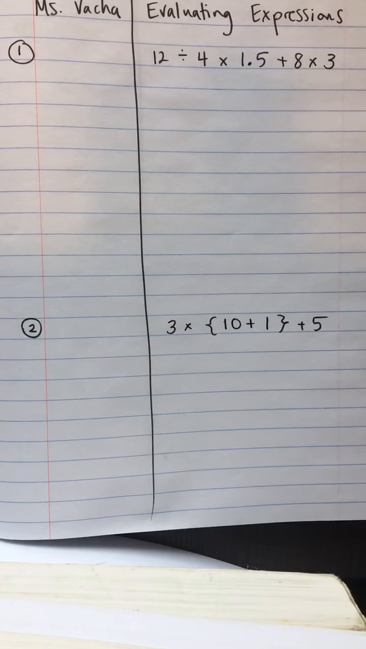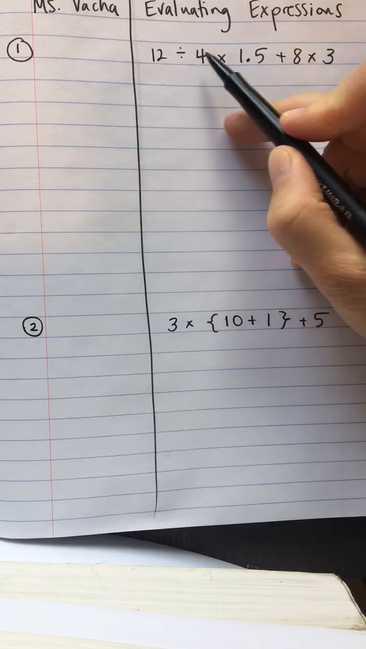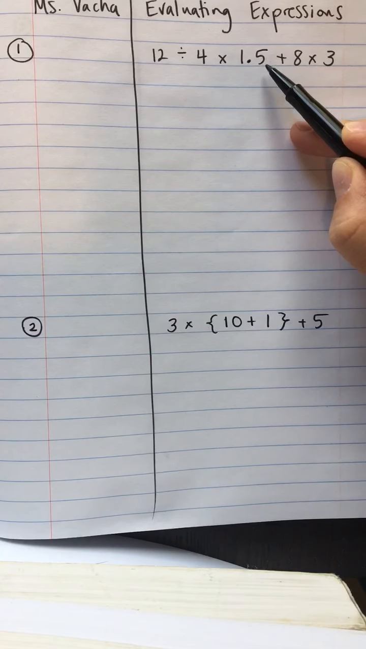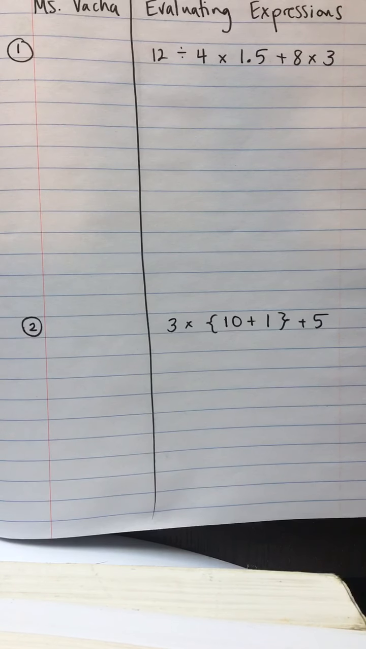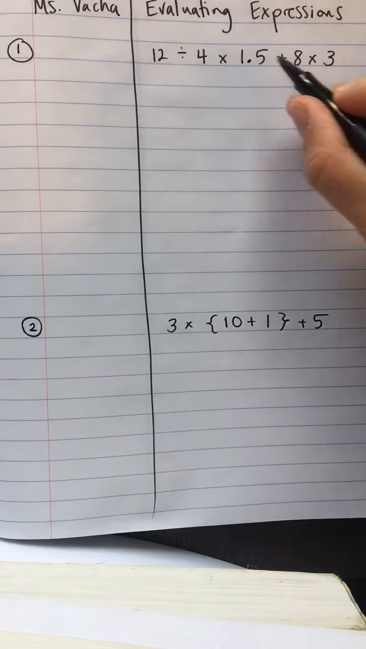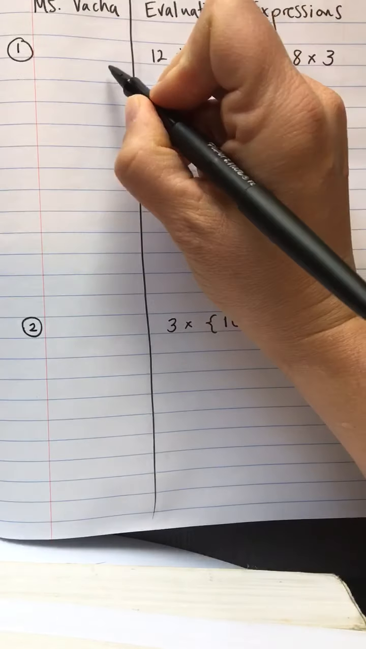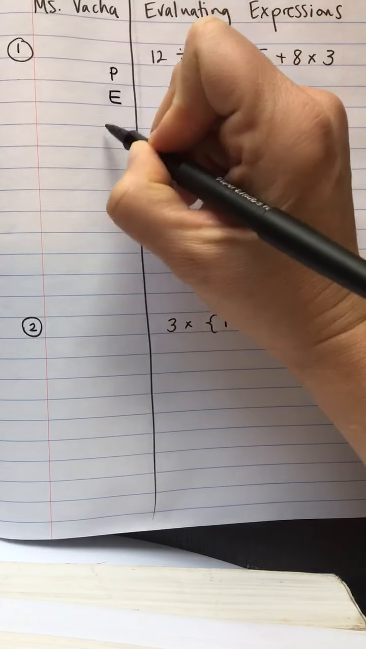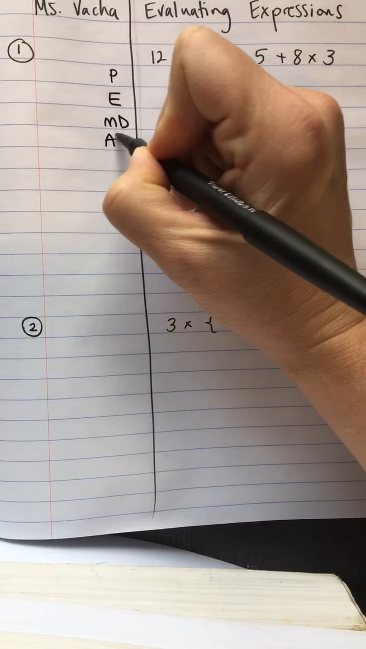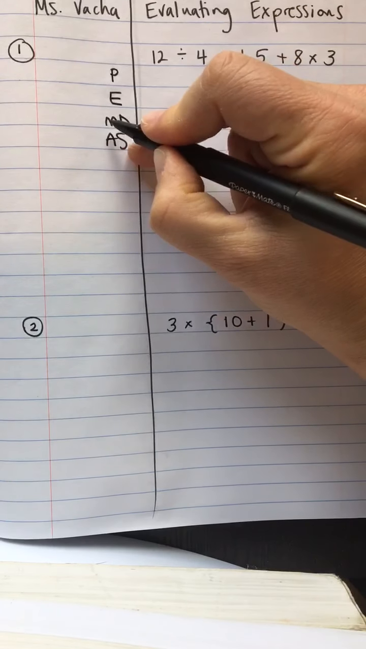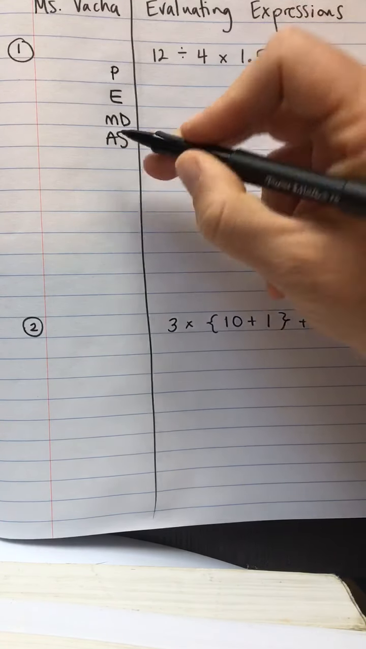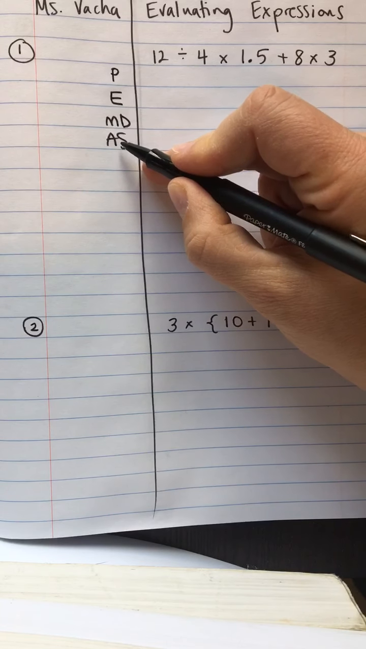All right, so our first problem today is going to be 12 divided by 4 times 1 5/10 plus 8 times 3. And I would go ahead and write that down on your own paper. And then, since we have more than one operation, we're going to write out PEMDAS. Remember, M and D are together and A and S are together. That's parentheses, exponents, multiplication and division at the same time from left to right, and then addition and subtraction at the same time from left to right.